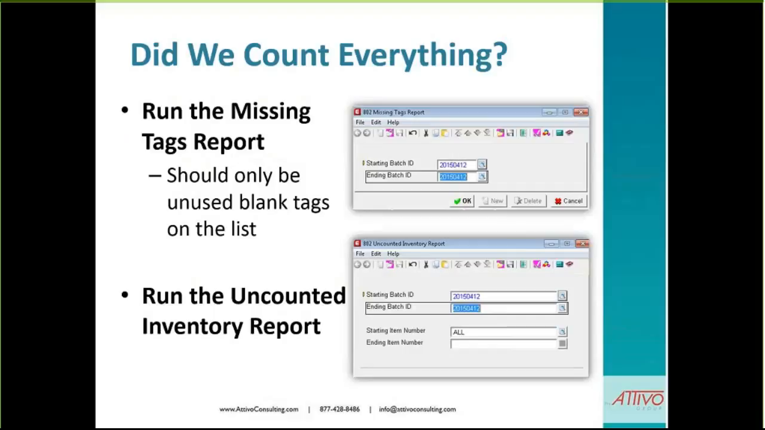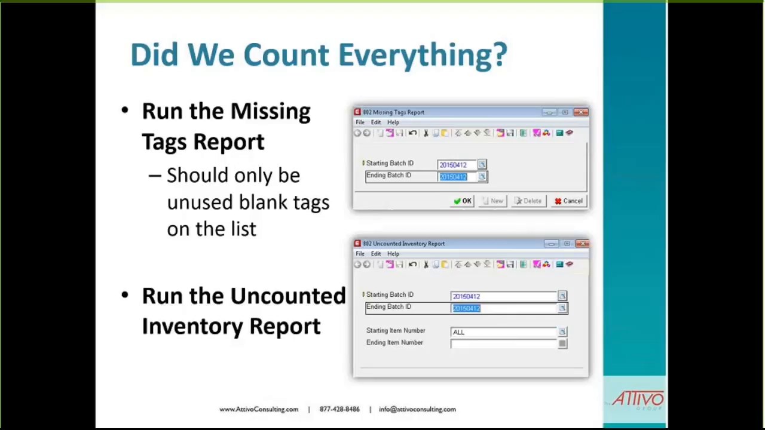You want to use that to help identify whether the items that you assigned tags to actually had tag data entered. You can print the list for all batch IDs or for a range of batch IDs, etc. So if I said there was something out there and I didn't put anything in there, that's the missing tag report. Next we have our uncounted inventory report.